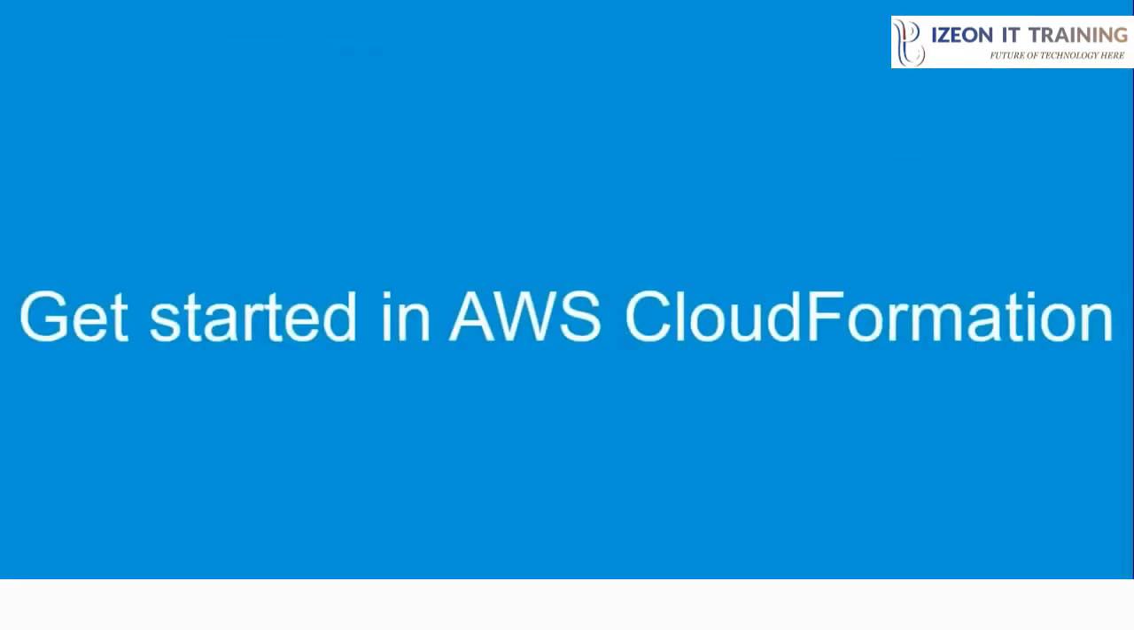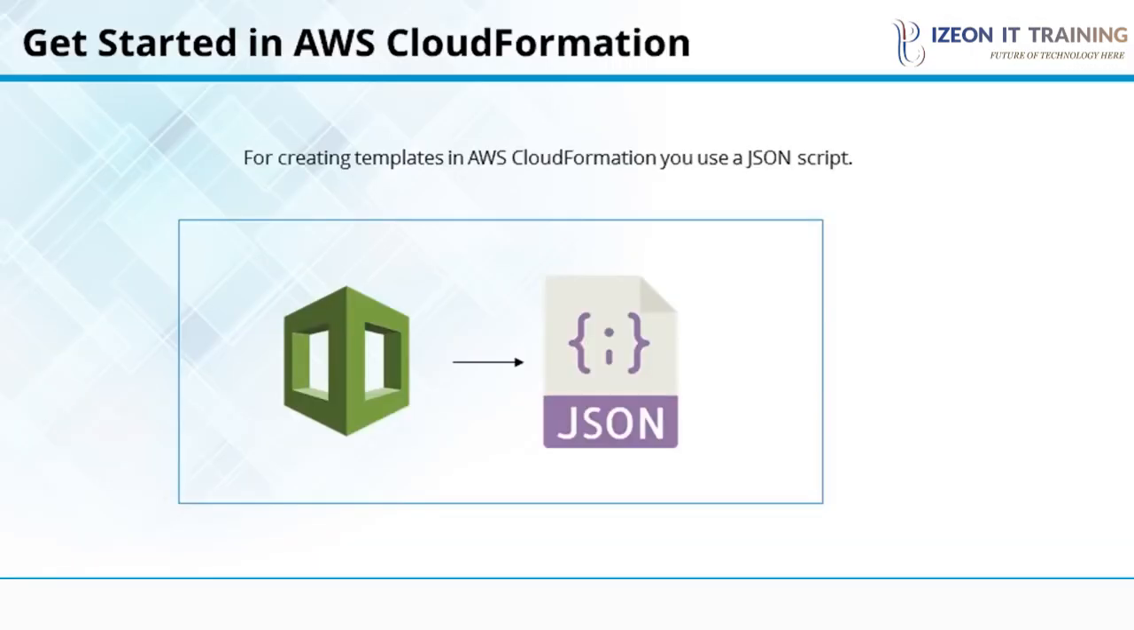Now, how do we get started in CloudFormation? Since it's a very useful service, how can you as a user use this service? Let's move on. For using the CloudFormation service, first of all, you need a JSON script. Now, why do you need a JSON script? Because you'd be creating a template, right, in the CloudFormation designer. You'd be using the drag and drop option and filling in the AWS resources, right?